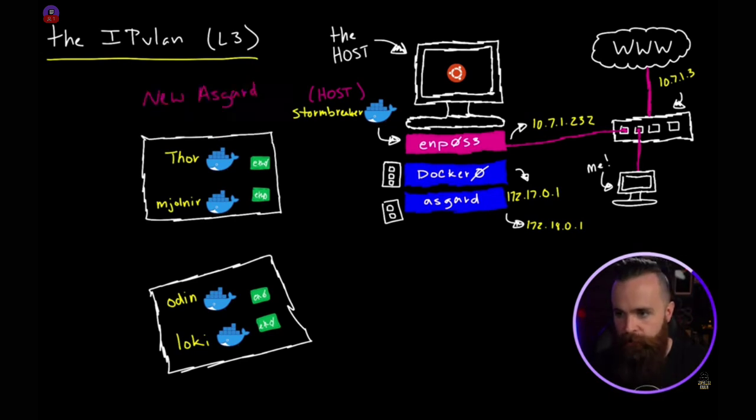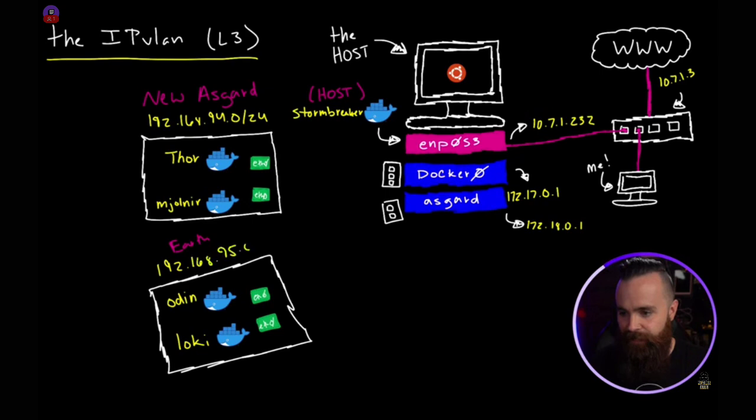We've got new Asgard up here with the network 192.168.94.0/24. And then we'll do, I don't know, Earth. I'm getting lazy with my examples. Earth with 192.168.95.0. Now what I want to point out right now is that these networks are brand new. They don't exist on my network at all. My home network has no idea how to reach these.